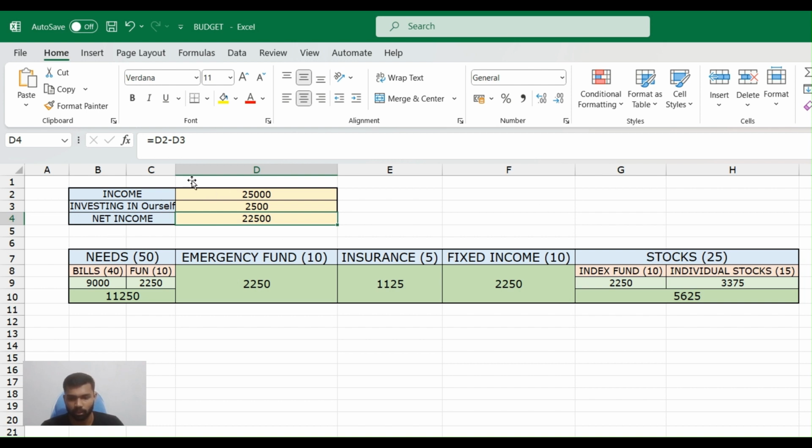Okay, now in this 22,500, we are going to put 50 percent of our money toward needs and fun. Needs is 40 percent of our money for paying our bills, and 10 percent of our money for fun activities.